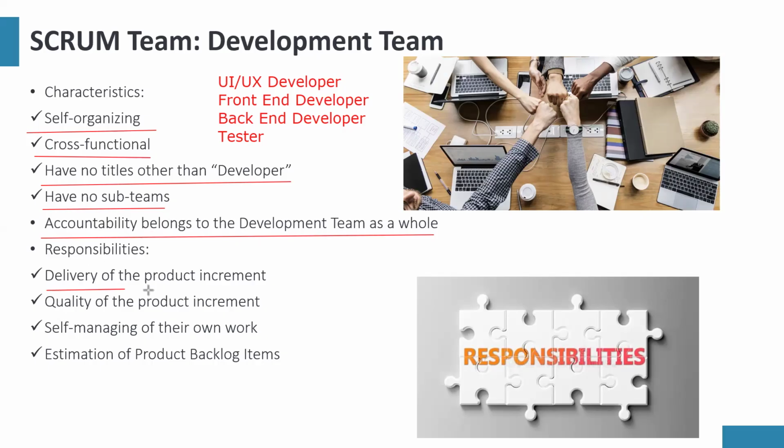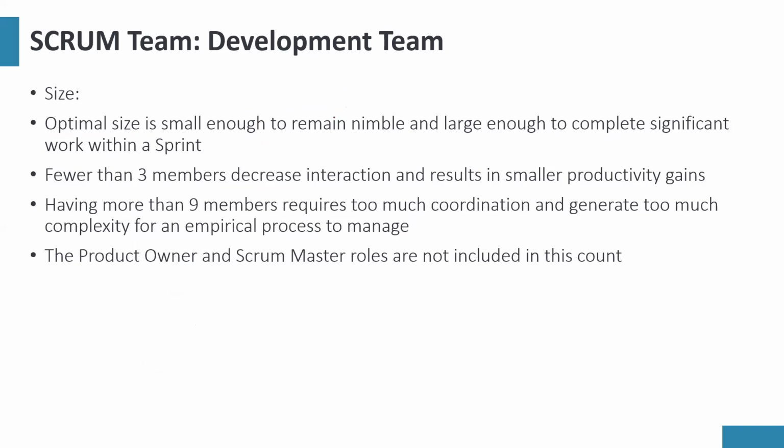What are their responsibilities? Delivery of the product increment. A product increment could be a feature or a series of features. The quality of the product increment is their responsibility, building quality in, self-managing of their own work. So they are meant to organize and manage themselves. And finally, estimation of product backlog items. The developers are the ones responsible to estimate the amount of effort required to do the work. So that's the development team, or what you can also call developers.